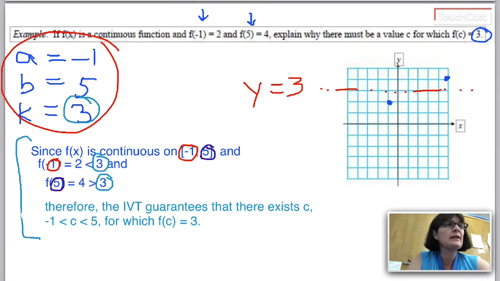Notice I'm using the same letter they used. Between -1 and 5, between the two x values that I know about, for which f of c equals the y value that I care about. So you need all three parts for a complete write-up, a complete justification of an existence using the intermediate value theorem. You could give the parts in a different order, but we need all three parts.